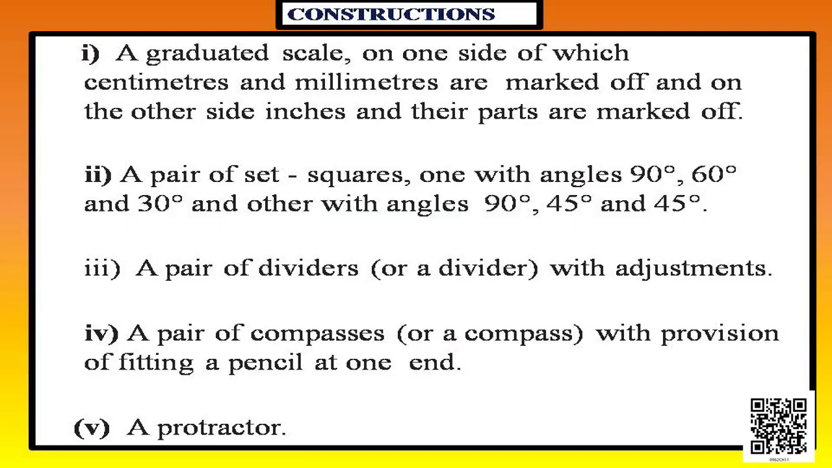Which are those? A graduated scale on one side, of which centimeters and millimeters are marked off, and on the other side inches and their parts are marked off. A pair of set squares, one with angles 90 degree, 60 degree and 30 degree, and other with angles 90 degree, 45 degree and 45 degree. A pair of dividers or a divider with adjustments, a pair of compasses or a compass with provision of fitting a pencil at one end, a protractor.